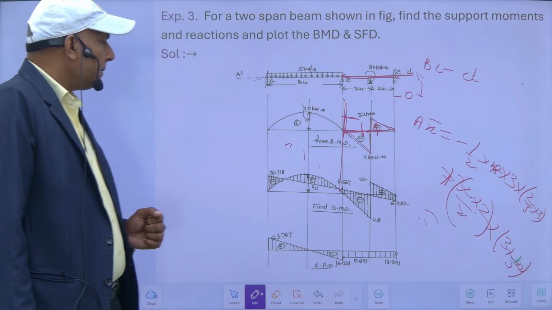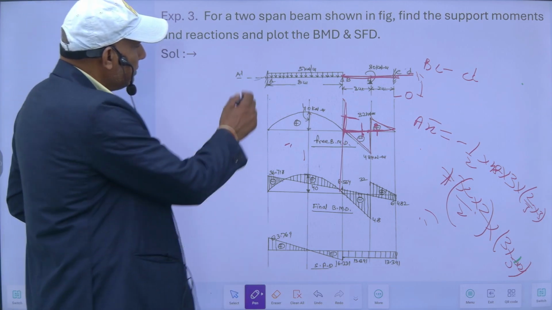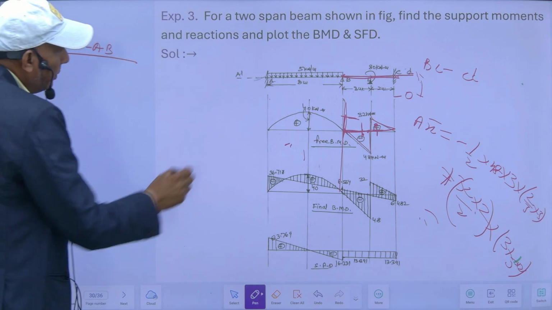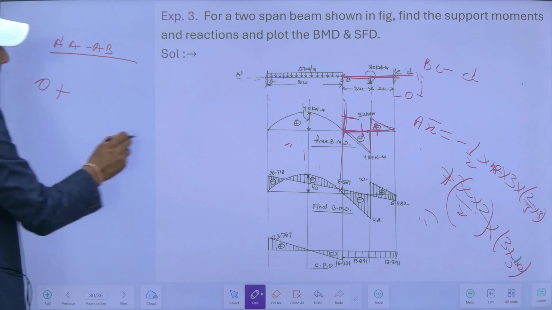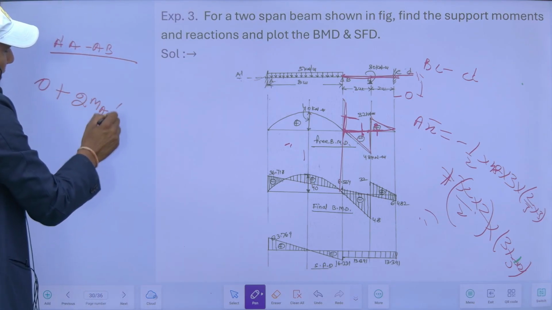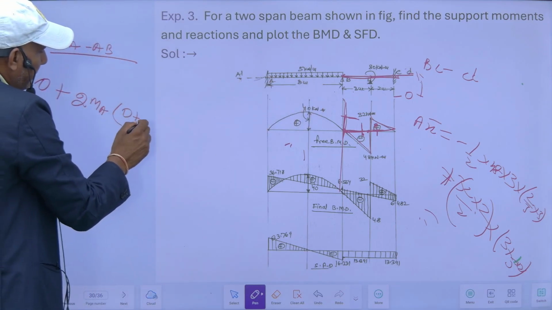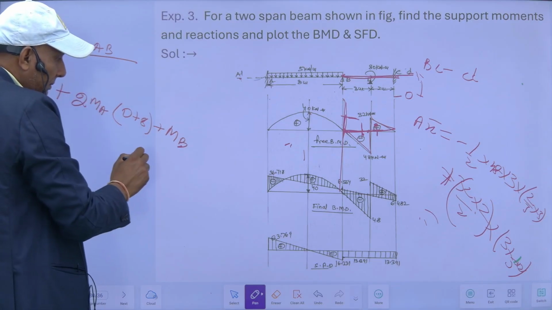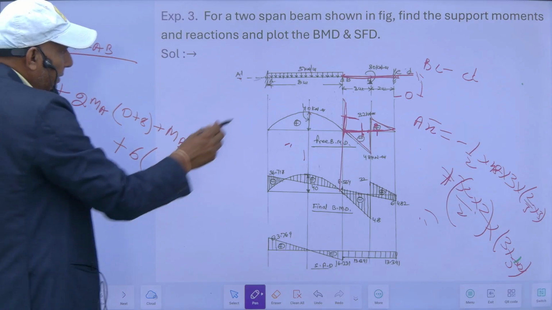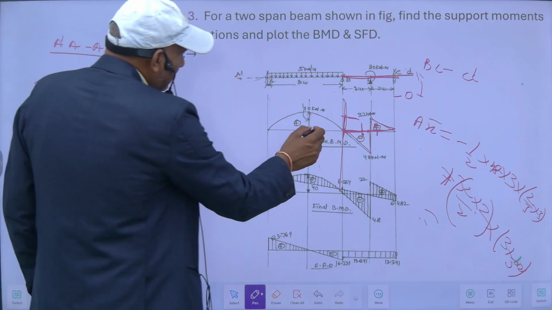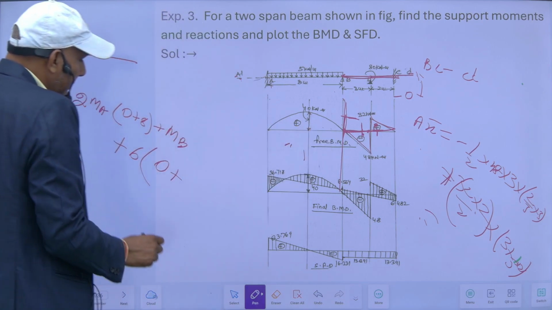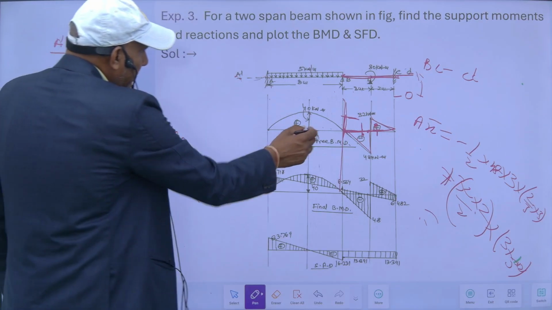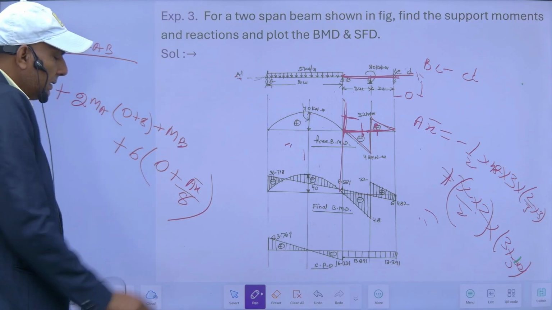So let's apply the 3 moment equations one by one. First for this portion, A dash A and A. So moment at this, which is 0, into L plus 2 times of this into 0, this length plus this length, plus moment at this, plus 6 times of area of this 0 plus area of this, upon length, is equal to 0.